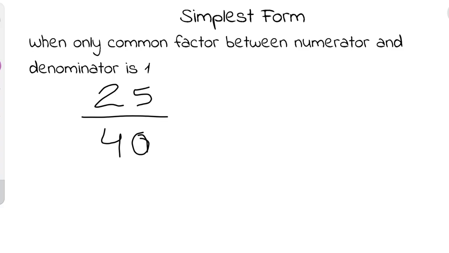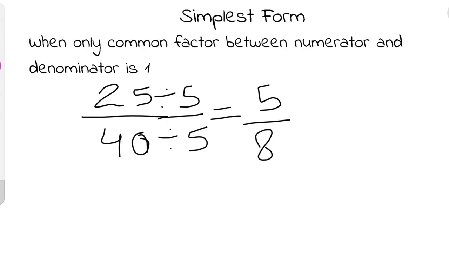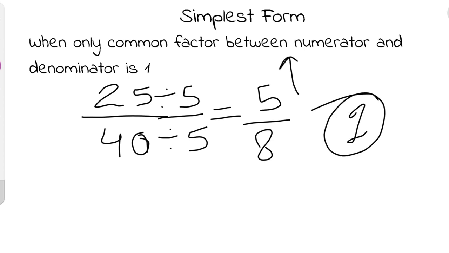So the common factor between 25 and 40 is 5. So we will divide 25 by 5 and 40 also by 5. So what will we get? We will get 5 by 8. Now 5 and 8 have only one common factor. So 5 and 8 are in the simplest form.